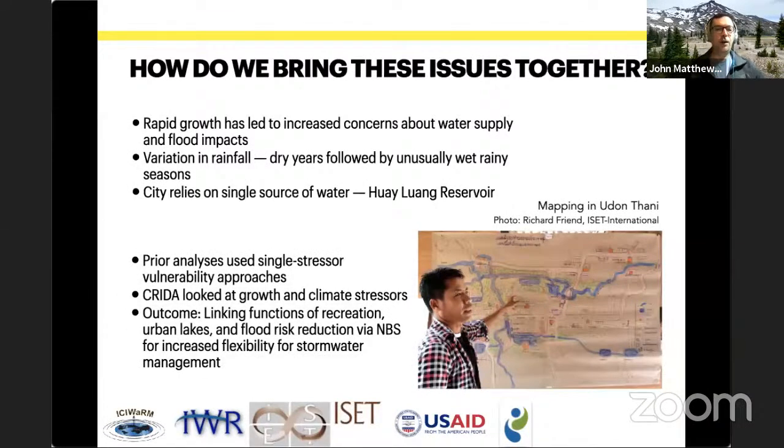In this case, CRIDA was used to look at the growth in the climate stressors. And the outcome has been to develop a series of new urban lakes. It's a very powerful nature-based solution, thinking about flood risk reduction directly in the city, but it's also storage for both the hydropower and the irrigation.